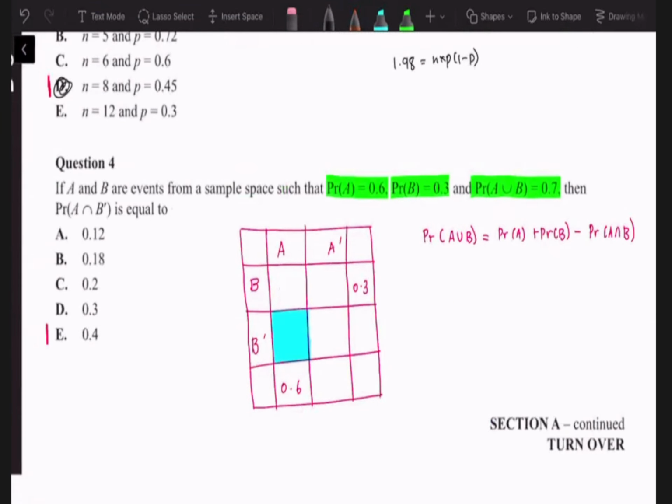Next one, they're asking what's A intersection not B. All you have to do is draw a Karnaugh map. Anytime you see this kind of notation, it's always going to be something related to a Karnaugh map. So keep that in mind when you see notation like this.